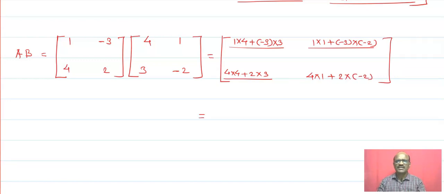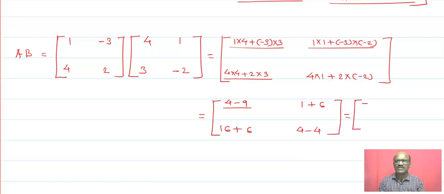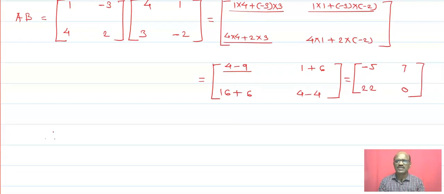And in this way, we will get 4 minus 9, 1 plus 6, 16 plus 6, 4 minus 4, and that is equal to minus 5, 7, 22 and 0. This is the AB. AB is equal to minus 5, 7, 22 and 0.